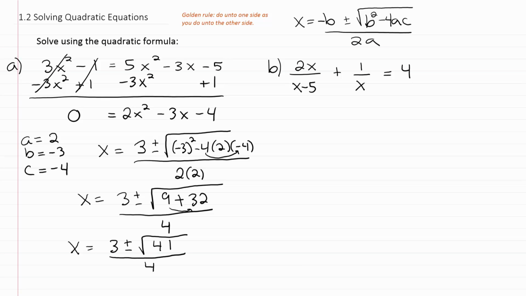Now 41, we can check to see if it is divisible by any perfect squares, so we could simplify it. But I don't think 41 has anything in it that will help us reduce it. So this is actually the final answer to the problem.